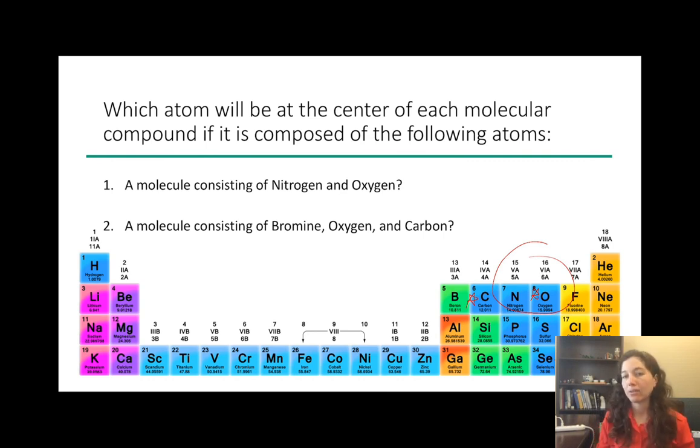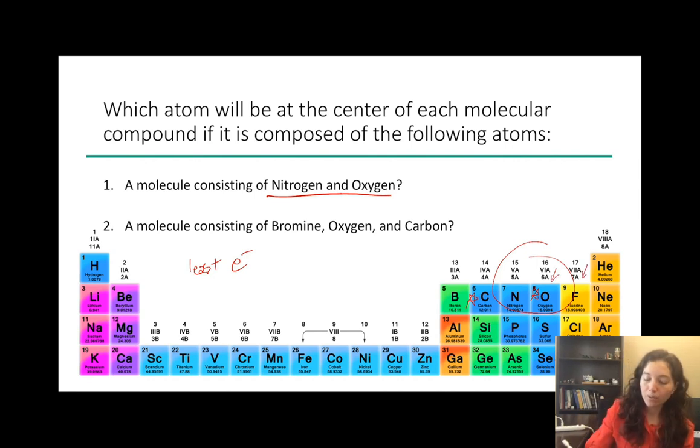Let's take a look at how to answer this one. The way that we know which atom is at the center of our molecule is the least electronegative one. Okay. So for our first one, nitrogen and oxygen, this one's pretty easy to tell. Oxygen is more electronegative because it's closer to fluorine. So nitrogen is going to be at the center. So this would be your central atom.